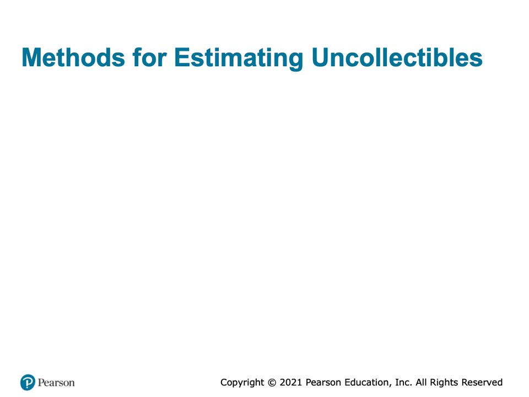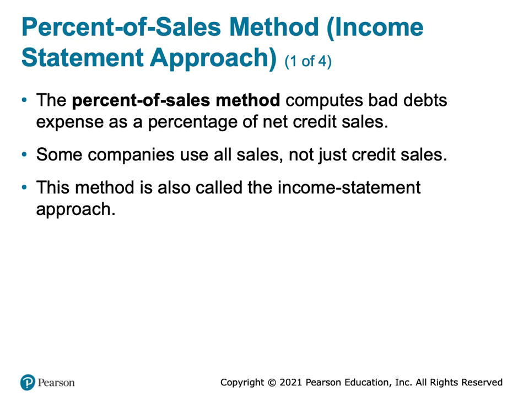Going to look at the different methods for estimating uncollectibles. So first we'll look at the percent of sales method. And just to quickly recap, we have already determined what the adjusting entry looks like. We already know that we're going to debit bad debt expense and credit allowance for bad debts at the end of the period to match the expense to the revenue it generated.